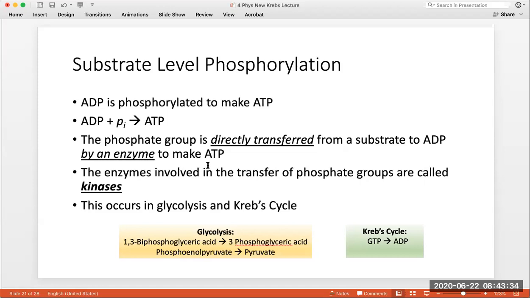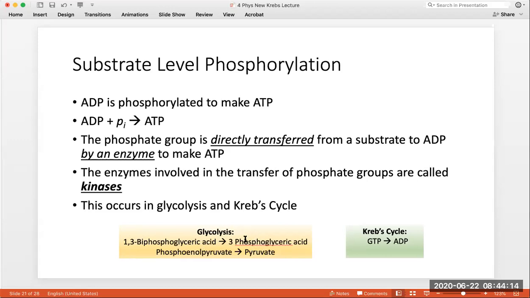Enzymes that are going to transfer phosphate groups to or from ATP are called kinases. Okay, so remember we talked about kinases initially as pulling a phosphate group off of a substrate, attaching it to ADP to make ATP. We talked about that with glycolysis. Those kinases can be used in the reverse reaction as well. So these are kinases. So in glycolysis, this happens in two places. It happens as you go from 1,3-biphosphoglyceric acid to 3-phosphoglyceric acid, which is 3-PGAL.